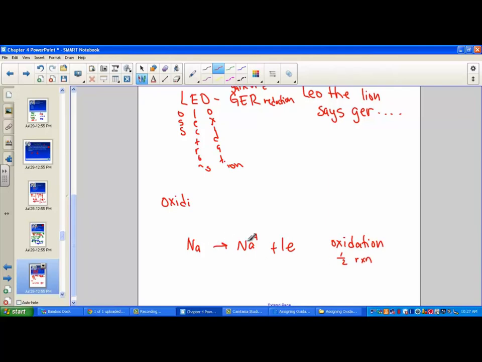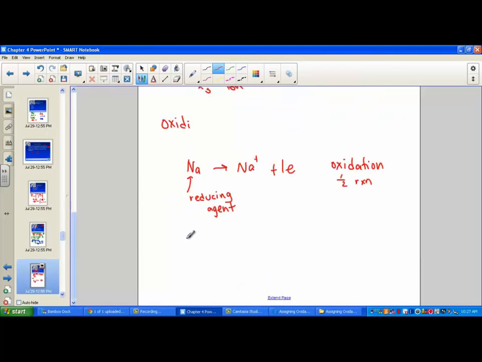Because sodium is being oxidized, it is called the reducing agent. The term agent means it's forcing the other reactant to become reduced. We had chlorine gaining 2 electrons. Let me add that back in correctly: gaining 2 electrons to form 2 units of chloride.